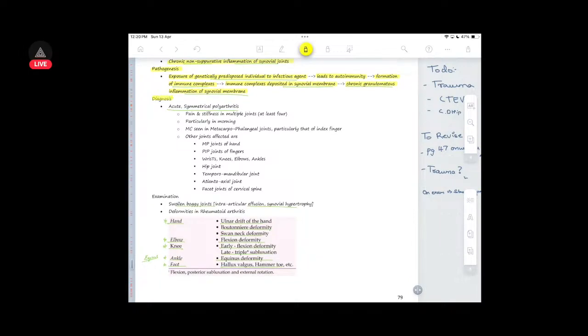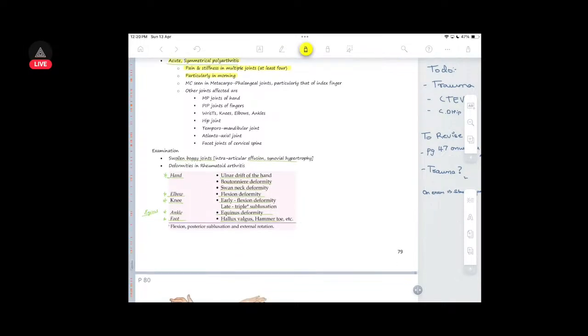So diagnosis, you have acute symmetrical polyarthritis. There will be pain and stiffness in multiple joints, at least 4, and it will be more in the morning. Most commonly it is seen in the metacarpophalangeal joint, particularly that of the index finger. Other joints affected are the metacarpophalangeal joints of the hands, PIP of the interphalangeal joints of the fingers, wrists, knees, elbows, ankles, hip joint, temporomandibular joint, atlantoaxial joint, and facet joint of the cervical spine. It will affect all of these.